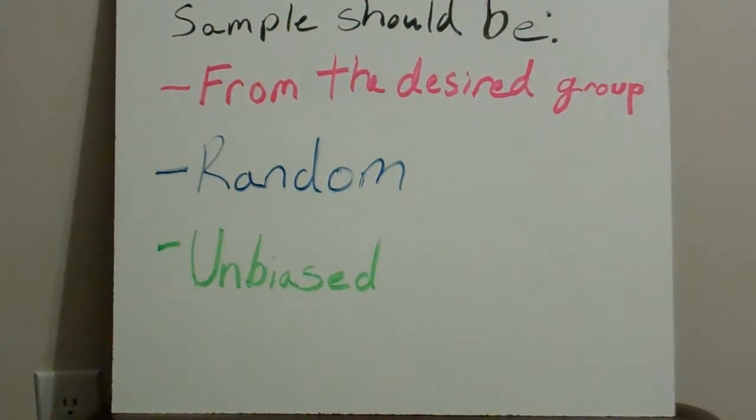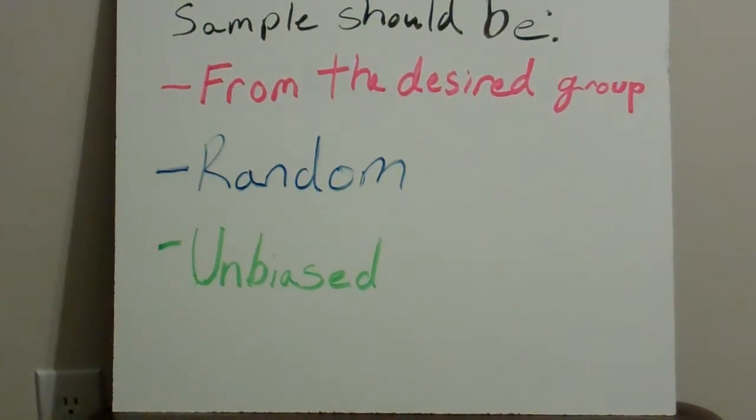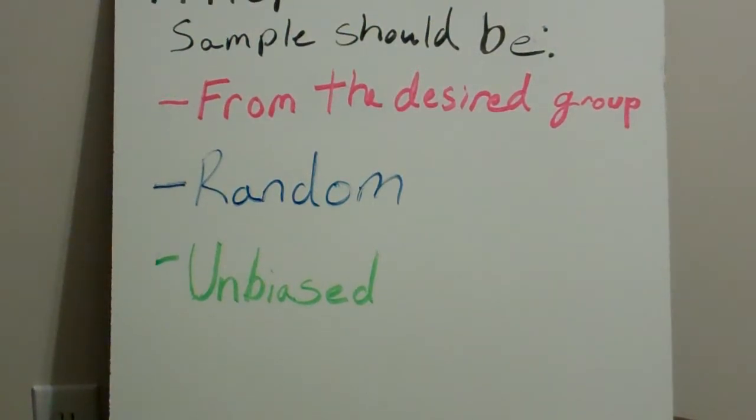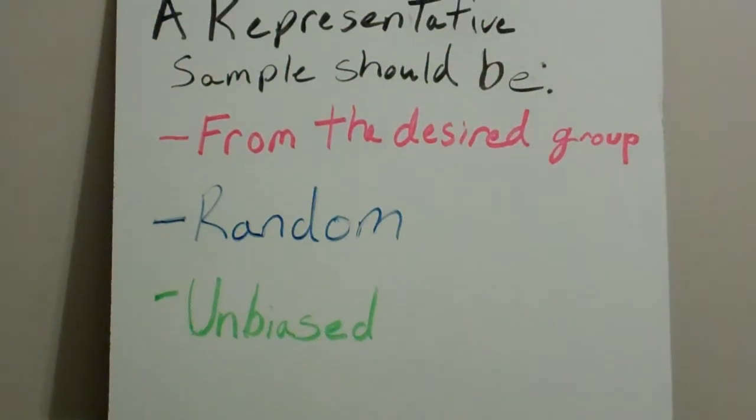So again, for a sample to be representative, it should be from the desired group, it should be random, and it should be unbiased.